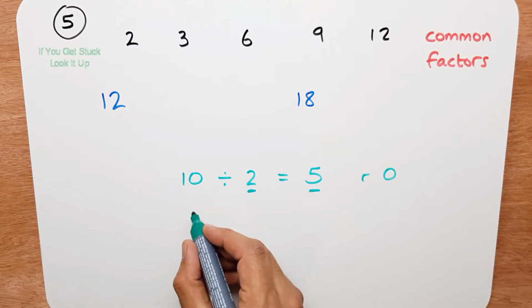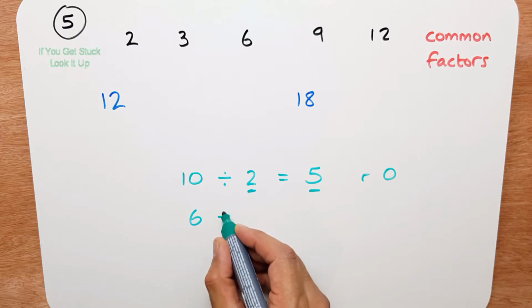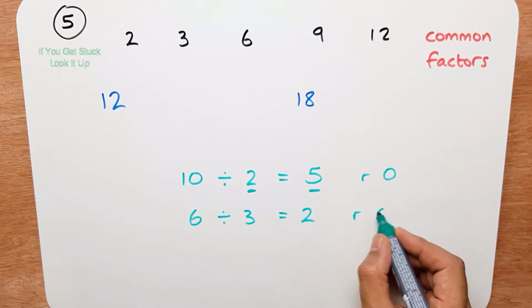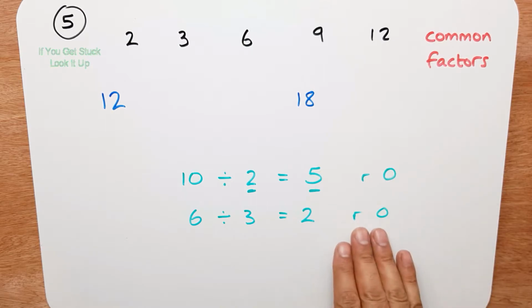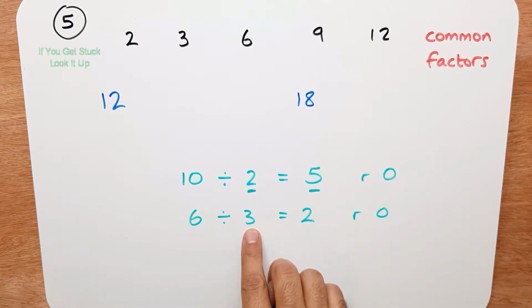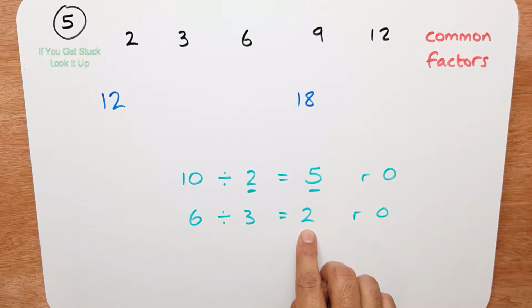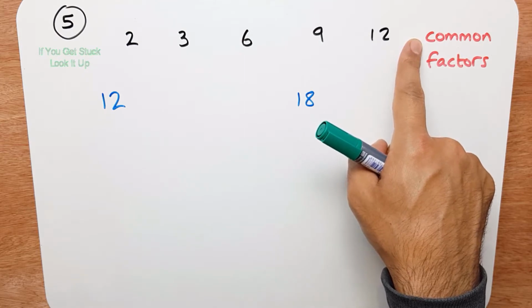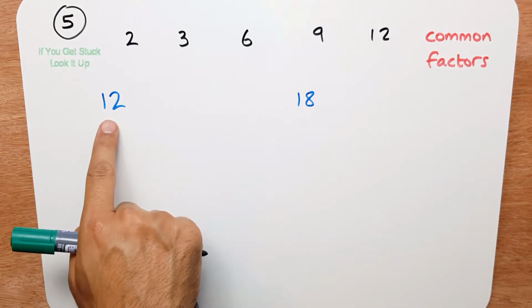Let me give you one more example. 6 divided by 3 is 2 and the remainder is 0. And because the remainder is 0, both 3 and 2 are factors. And the word common just means it's a factor of 12 and a factor of 18. So let me start with this.